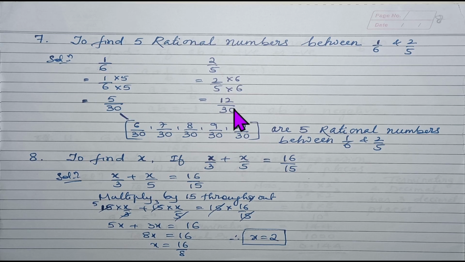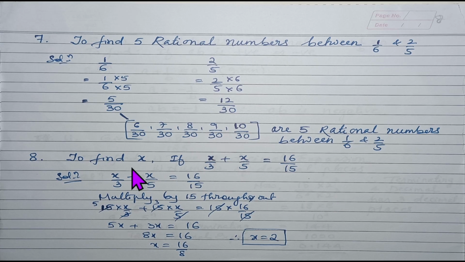Once you have made the denominator the same, just see whether you can write the required 5 rational numbers or not, and here we can write, and therefore it will be 6 by 30, 7 by 30, 8 by 30, 9 by 30 and 10 by 30, and they are the required 5 rational numbers between 1 by 6 and 2 by 5. So the basic idea here is make the denominator the same and then check whether you can write the required number of rational numbers between them. If you cannot, then you can multiply by any other number both in the numerator and the denominator to get the required number of rational numbers.